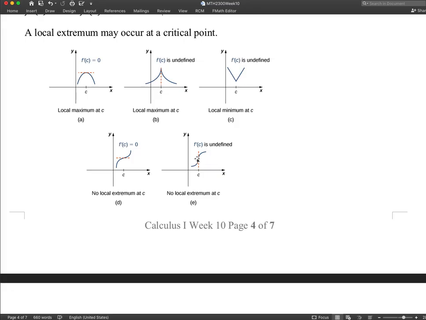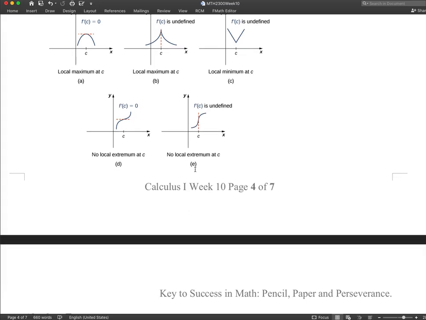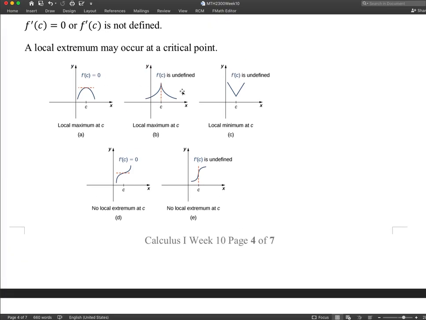Okay, the local maximum or the minimum may possibly occur at a point where the derivative is 0 or the derivative is not defined. And even if the derivative is 0 or not defined, you may still not have a maximum or minimum at all. That's all I'm saying here. But anyway, usually to find the maximums and minimums, we do start from the points where the derivative is 0.